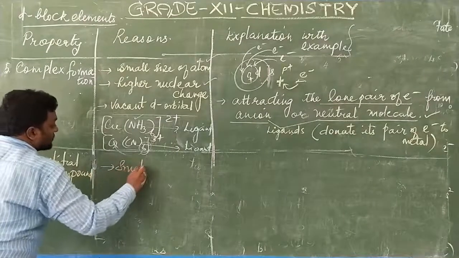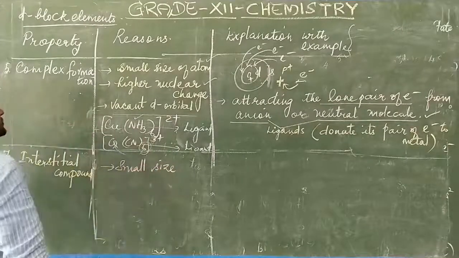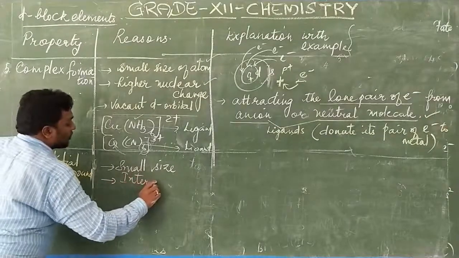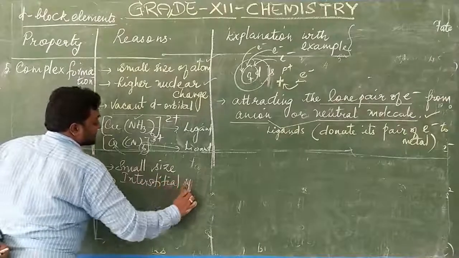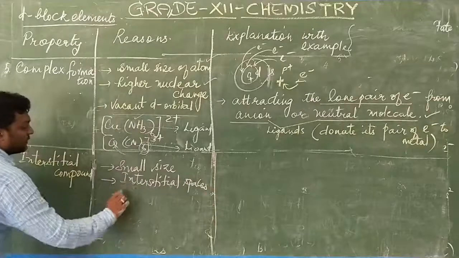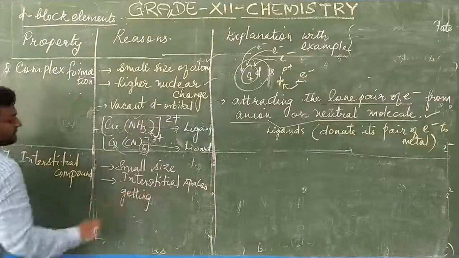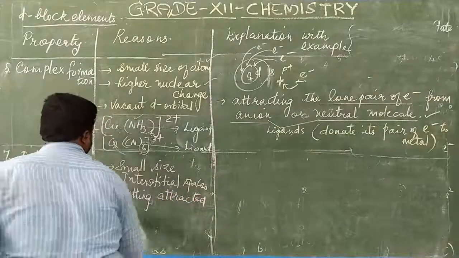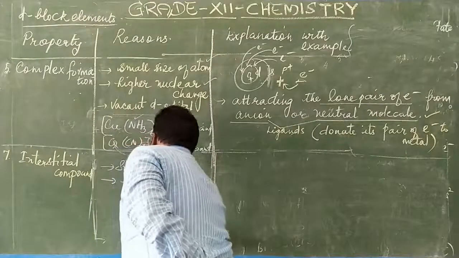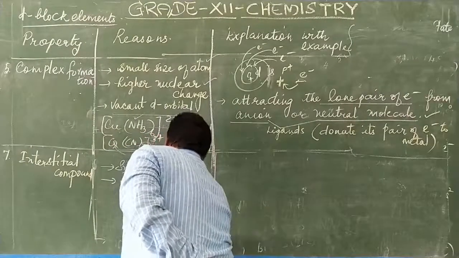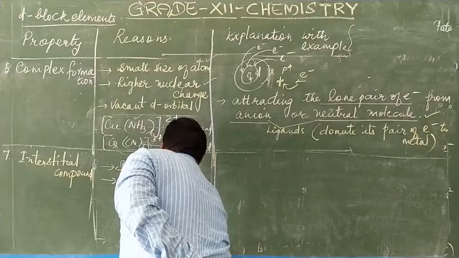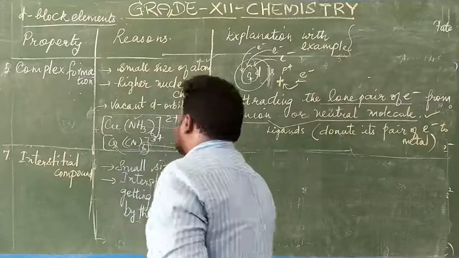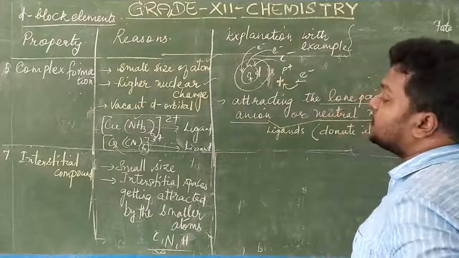It is due to the small size and the interstitial spaces getting attracted by the smaller atoms like carbon, nitrogen and hydrogen, isn't it? So interstitial compound formation is due to the smaller size.